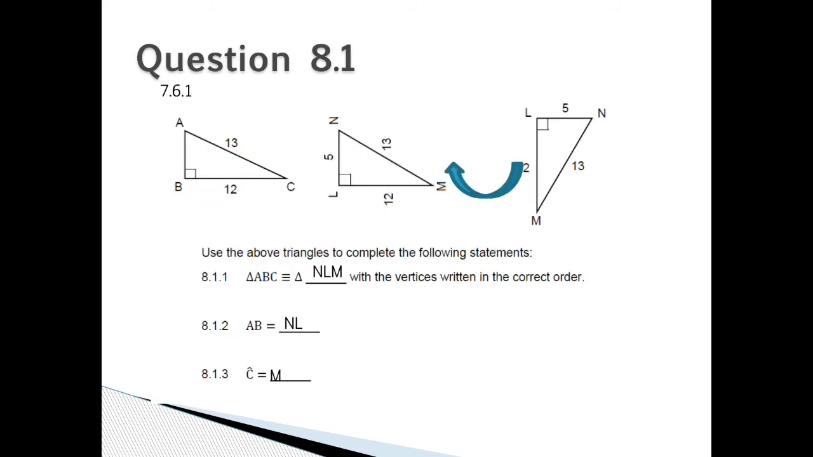8.1.1. Triangle ABC is congruent to triangle NLM. 8.1.2. AB is equal to NL. 8.1.3. Angle C is equal to angle M.